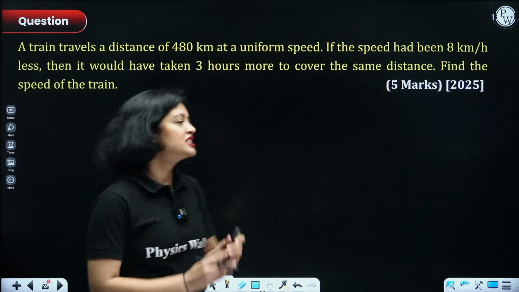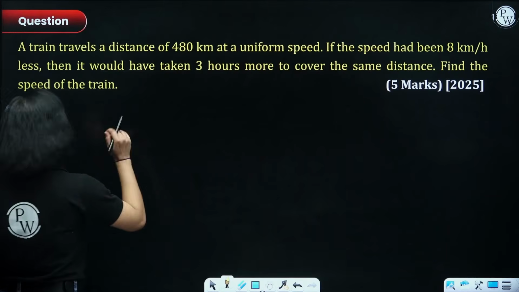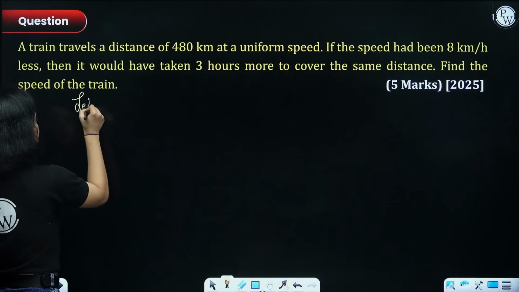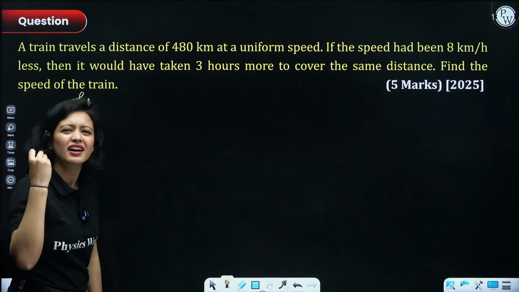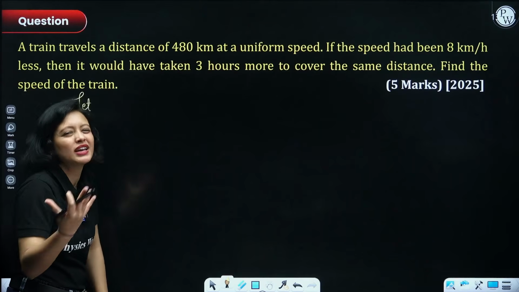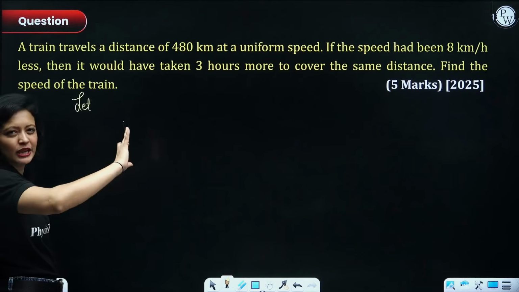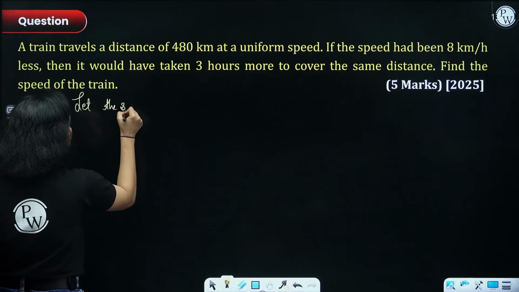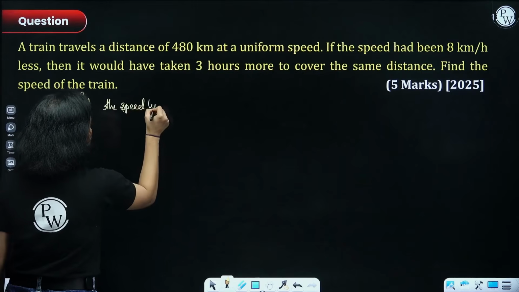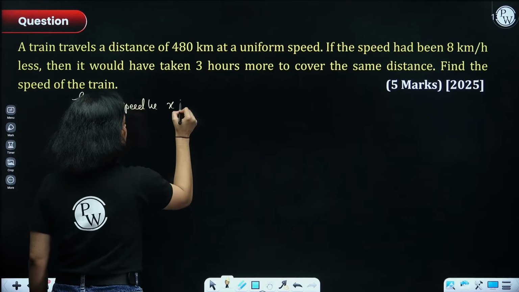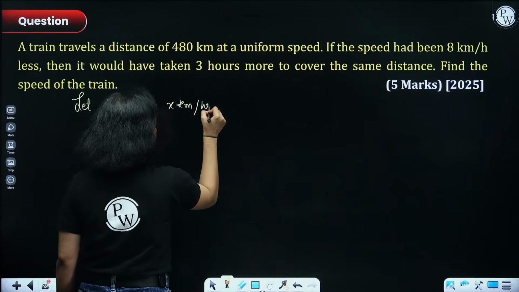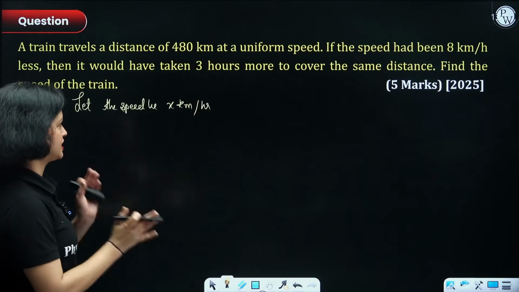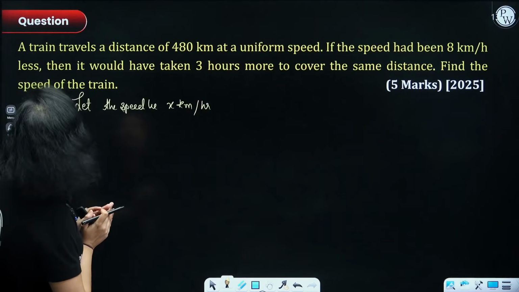Okay. Chalo, sabse pehle the most important thing and the least thing and the thing where you don't have to think a lot basically is assigning the variable to the unknown quantity, right? So let the speed be x kilometer per hour, right? Let the speed be x kilometer per hour. ठीक है जी.